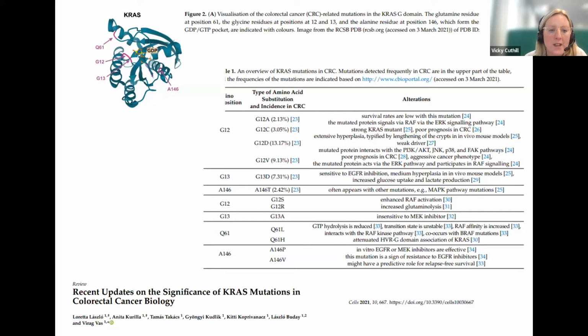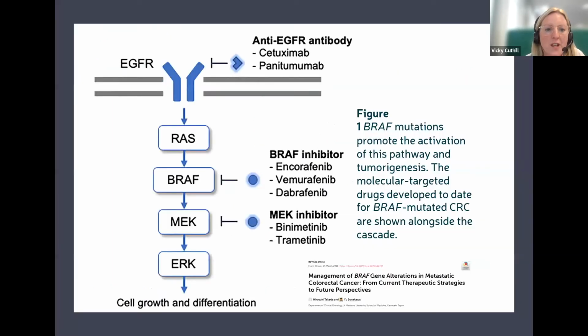So KRAS status, really important because we can give targeted treatment, and then also BRAF as well. Now, again, around 10% of patients have this BRAF mutation, and actually it's very uncommon in Lynch syndrome, so it's often used as a surrogate marker. You may hear these genetic changes also referred to as biomarkers, and that's all this means, that there are markers in the blood that indicate that we can give certain treatments.